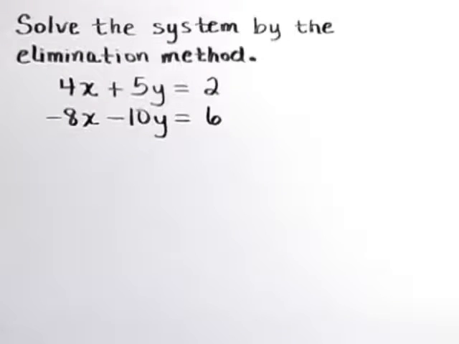Solve the system by the elimination method. Here we have the equations 4x plus 5y is equal to 2, and negative 8x minus 10y is equal to 6.